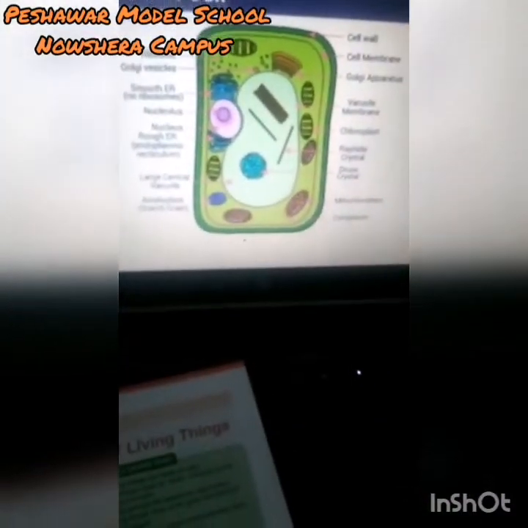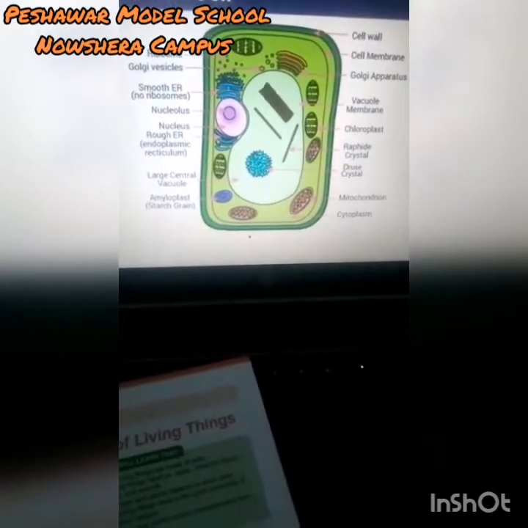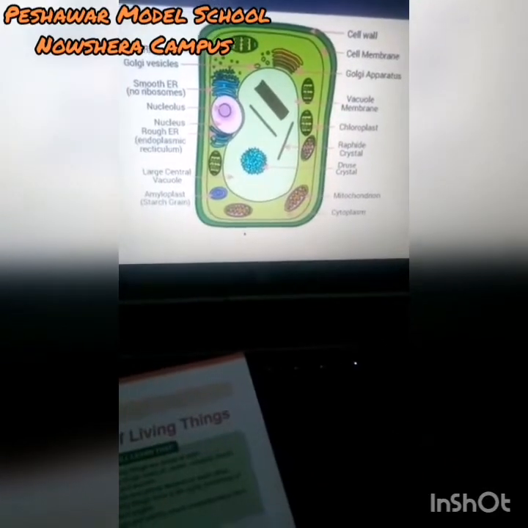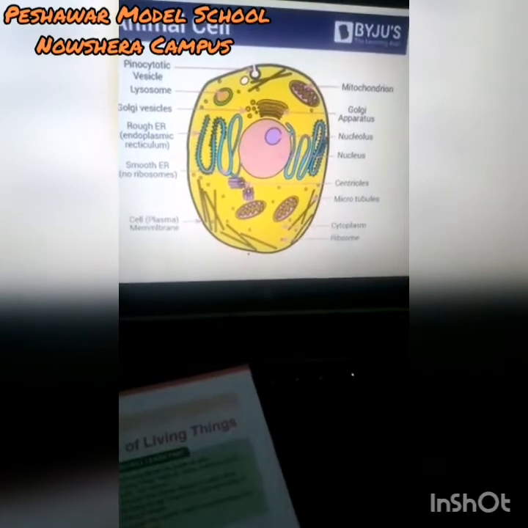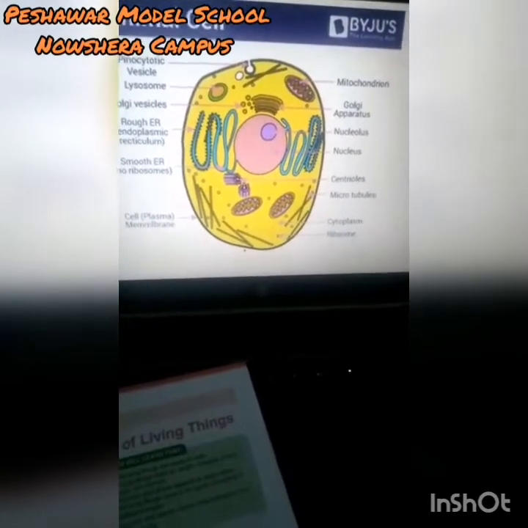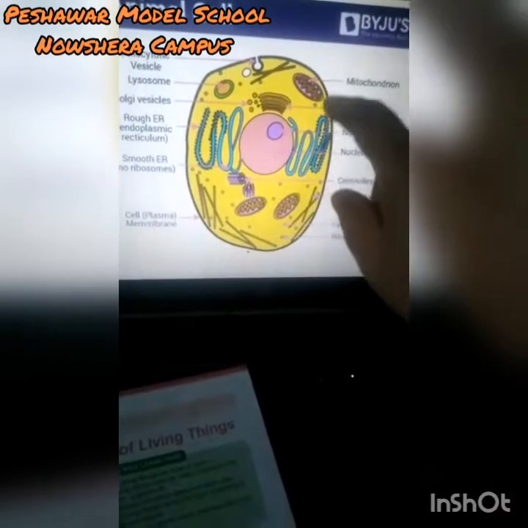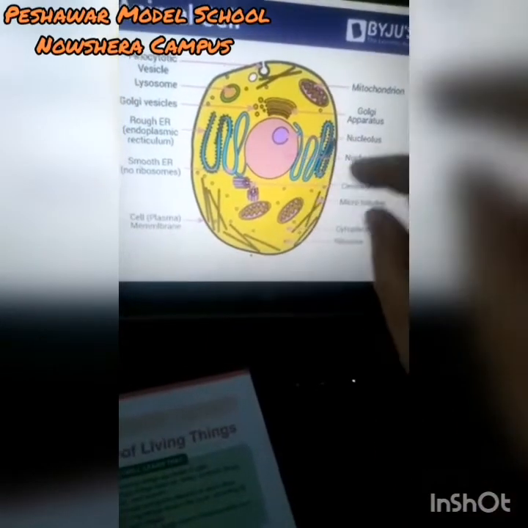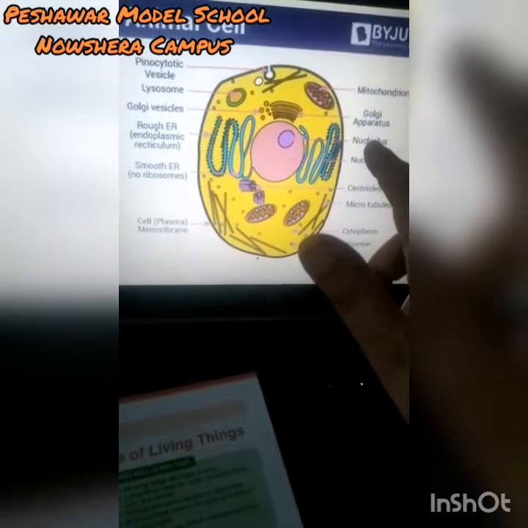If you cannot find it in a book, you can write it from my lecture. This is a plant cell and this is an animal cell. You can see that the outer layer is the cell membrane. This yellow part is called cytoplasm. This pink is the nucleus. The nucleus is present in the middle of the animal cell.